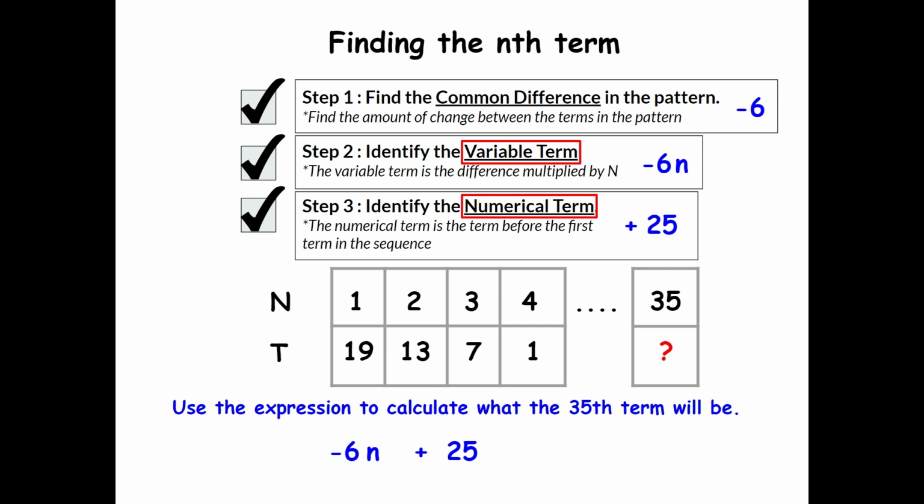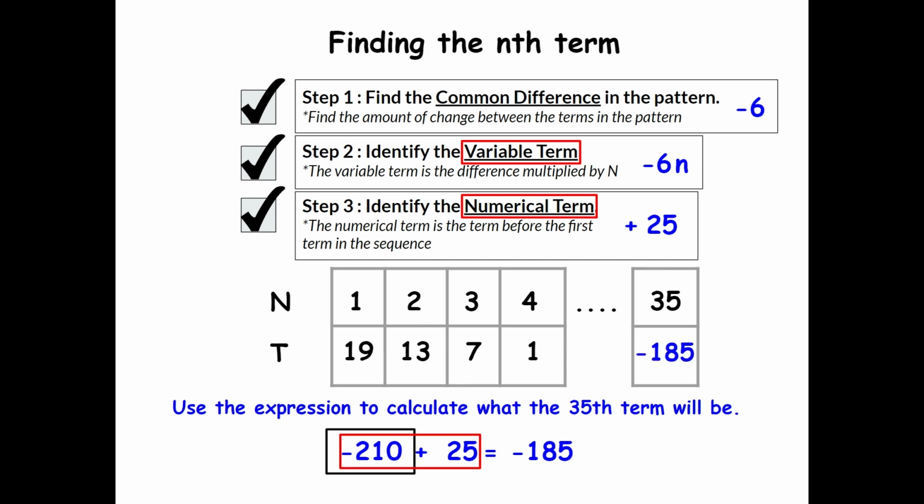And to do this, we need to replace the variable n in the expression with the number 35, which means negative 6 multiplied by 35. And negative 6 multiplied by 35 equals negative 210. And negative 210 plus 25 equals negative 185. So the 35th term of this sequence is negative 185.